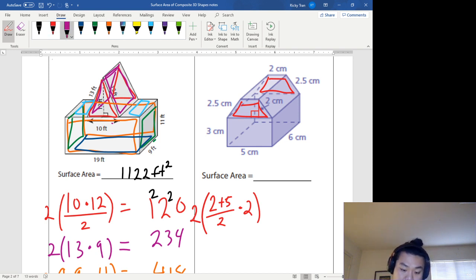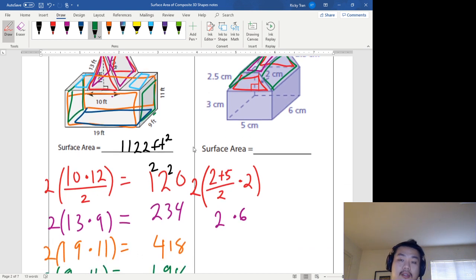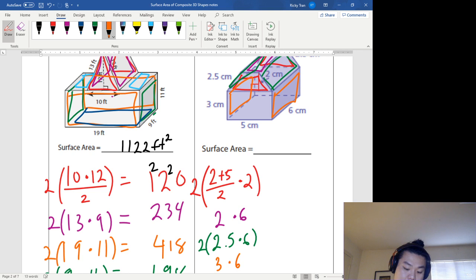Okay, then we have this top rectangle up here, which is going to be 2 by 6, so 2 times 6, there's only one of those. Then we have the rectangles here and there, which is 2.5 times 6, and there's 2 of these. And then we have these side rectangles here, which is 6 by 3, so 6 times 3, and there's 2 of those.